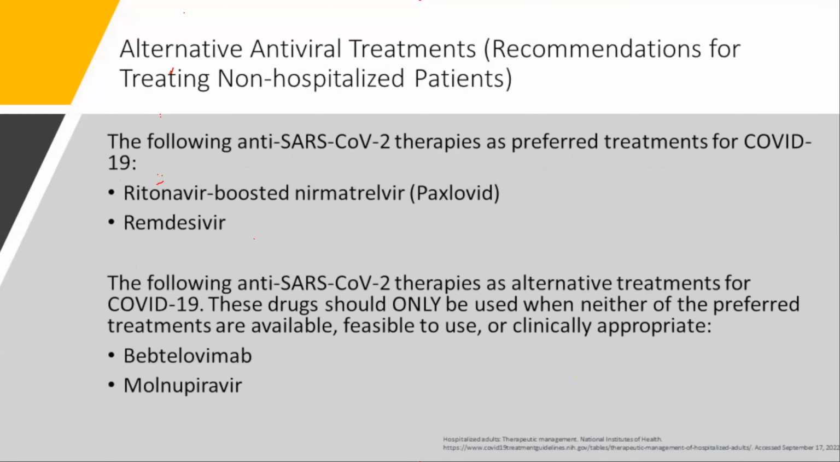Excellent. In addition to this, there are some alternative agents that I think it's worthwhile to be aware of. Obviously, for patients with COVID-19, there are two therapies that we typically discuss, Paxlovid and remdesivir, being the two main preferred agents. But there are also recommendations when circumstances arise where these medications may not be preferred in certain patients. In those cases, bebtelovimab and molnupiravir may be used to help treat patients with COVID-19.